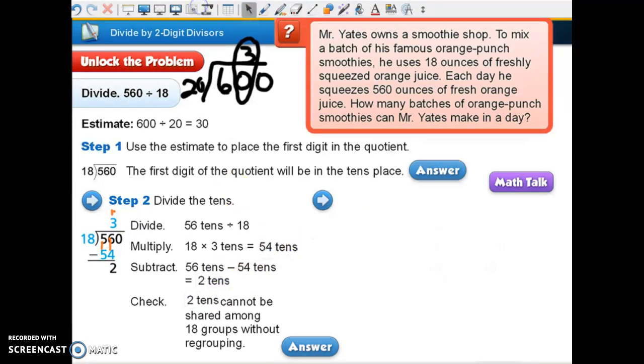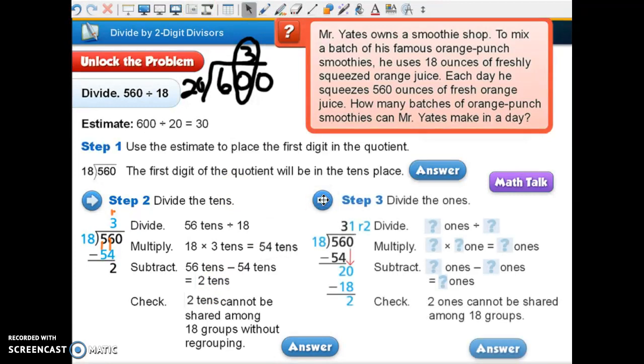So now we're going to move on to step 3. We have subtracted and got our 2 here. We bring down our 0. Now, how many 18s in 20? There is 1 18 in 20. So we put our 1 up here above the 0. That's the number we brought down. And then we put our 18. And we subtract and we get 2. So we have a remainder of 2.